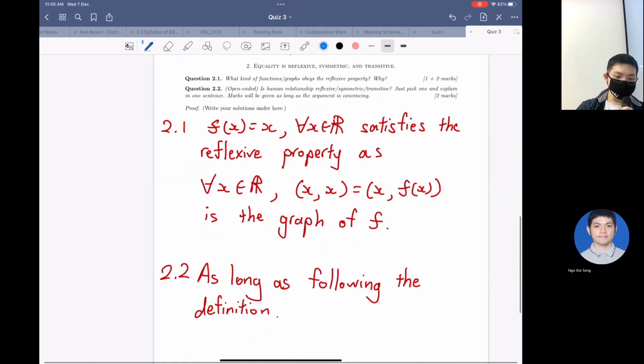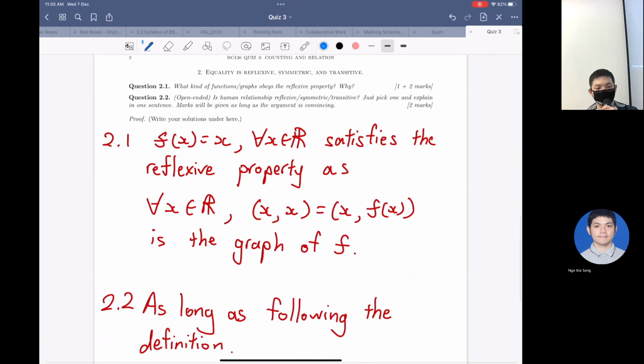Okay, next one is the relation. Relation 2.1 is my lecture example. If you don't know how to do it, that means you didn't study the lecture notes well. So the function is f(x) equal to x for all x. It doesn't matter what set you take, but if you draw out the graph, I think you should mean the set is real.